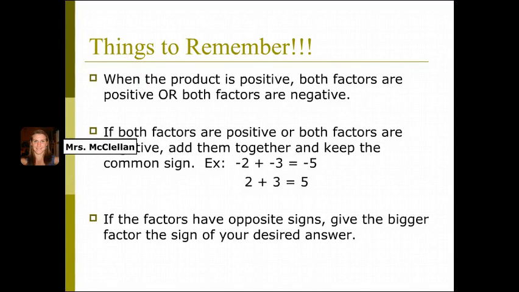Before we do an example, it's important that we go over some key notes. When your product is positive, both factors are either positive or both factors are negative. If both factors are positive or both are negative, you need to add them together and keep their common sign. If the factors have opposite signs, then you give the bigger factor the sign of your desired answer.